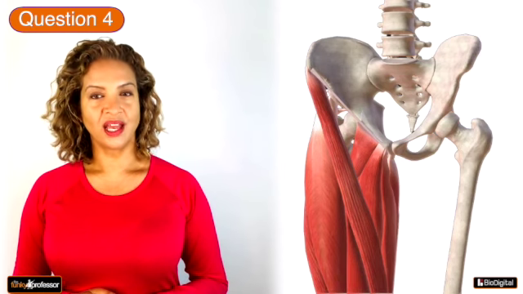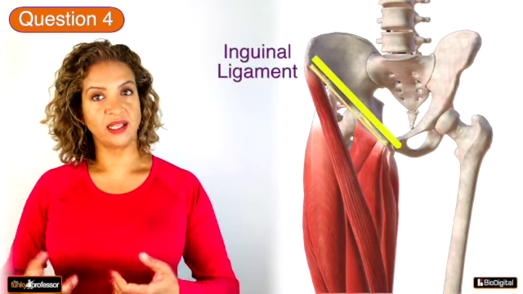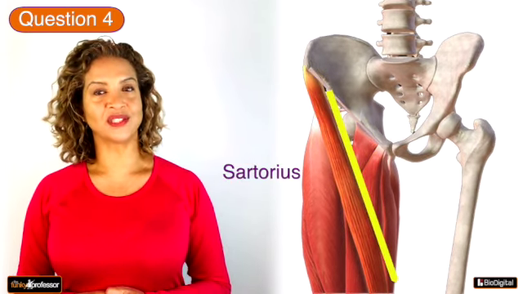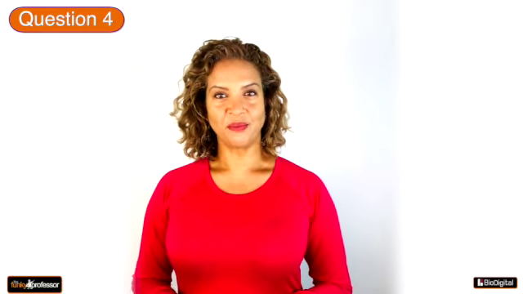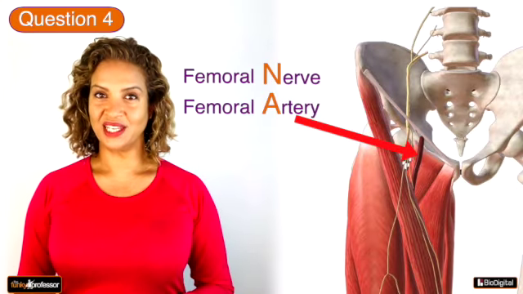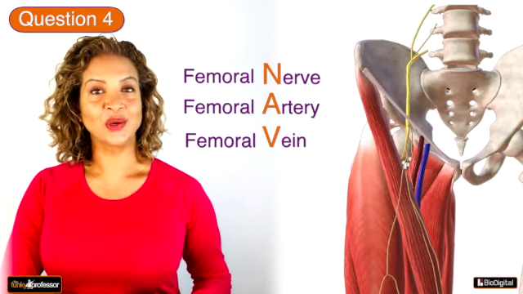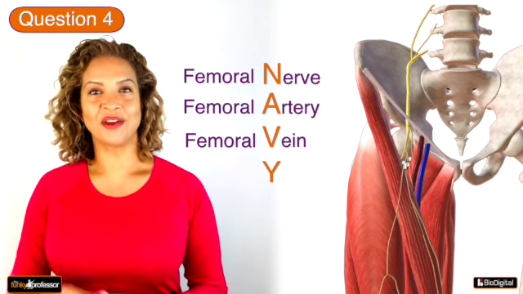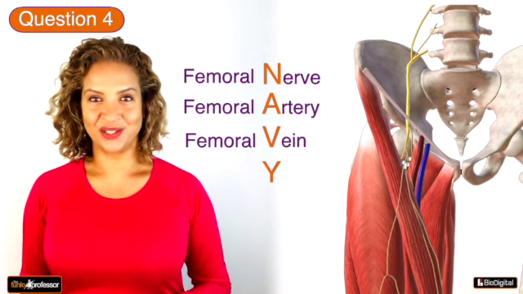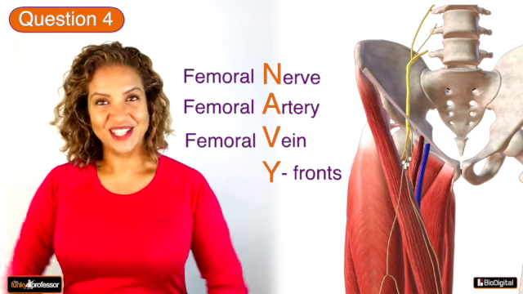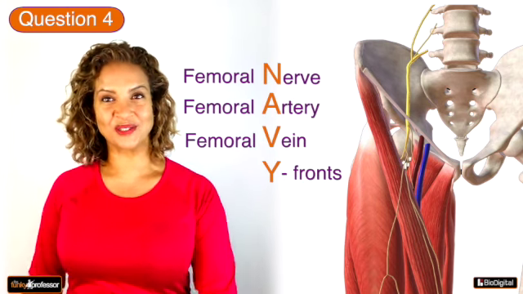Question 4. The 3 boundaries of the femoral triangle are the inguinal ligament superiorly, the medial border of adductor longus medially, and the medial border of sartorius laterally. The femoral triangle contains the femoral nerve, the femoral artery, the femoral vein, and to remember these, I use the mnemonic NAVY. So N for femoral nerve, A for femoral artery, V for femoral vein, and Y for Y fronts. So that's how I remember the position from lateral to medial.